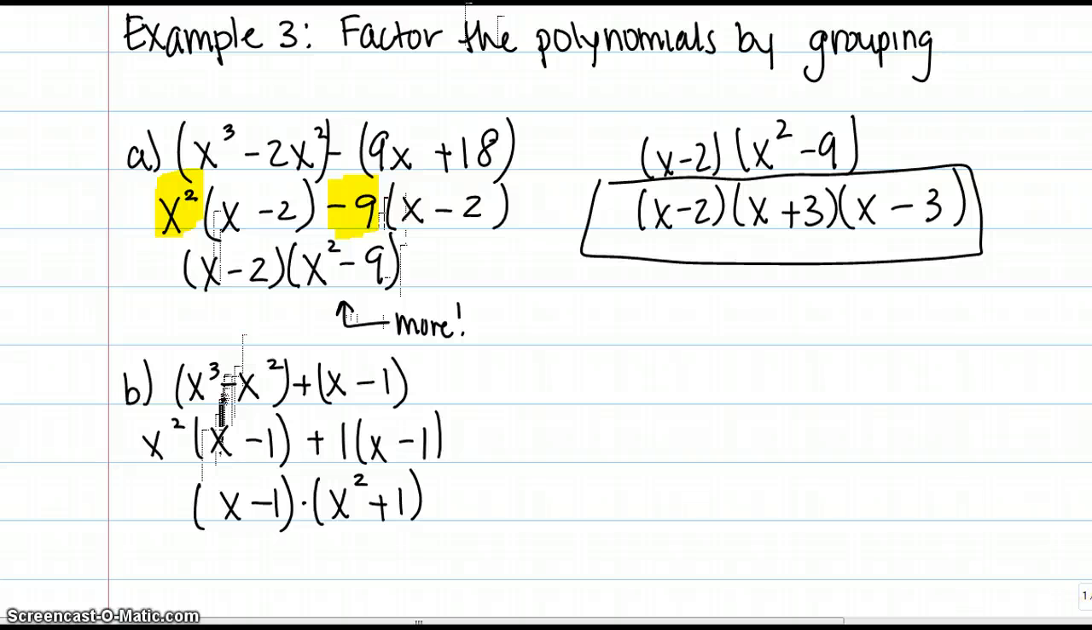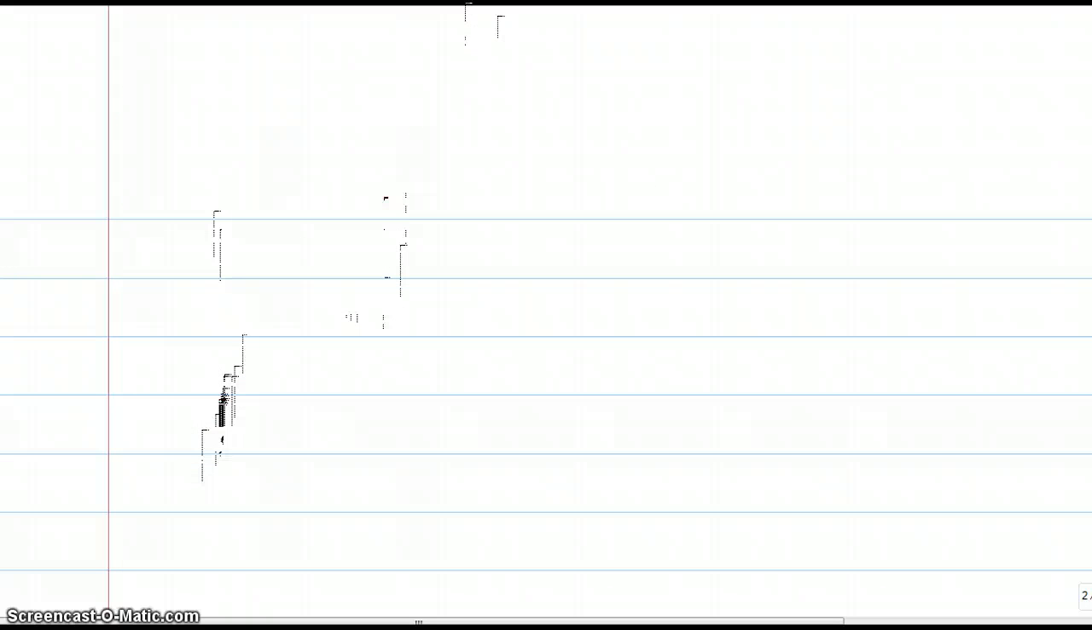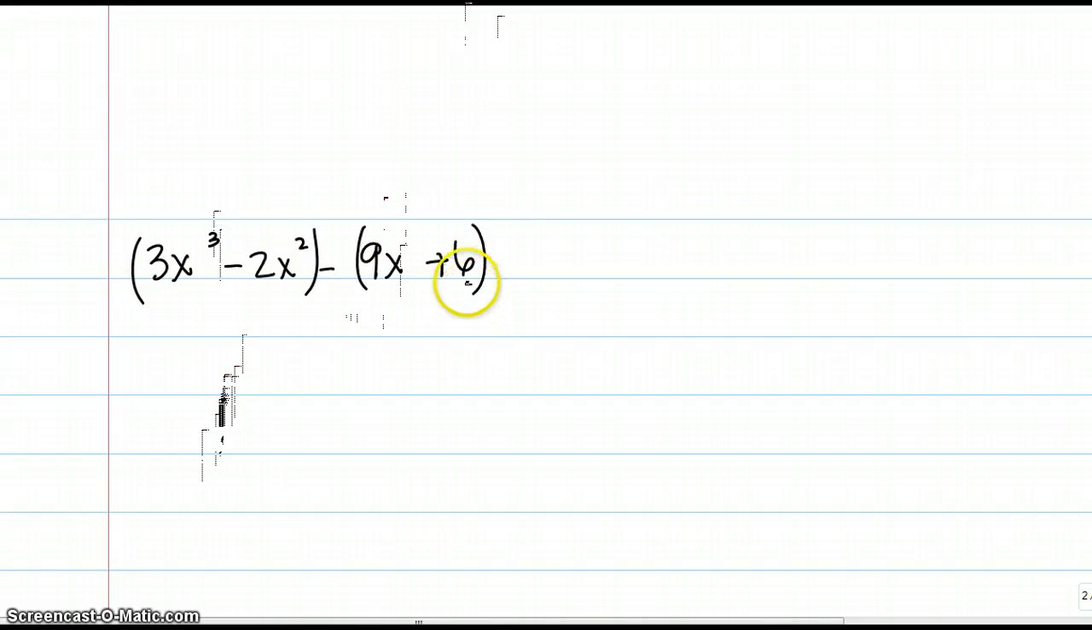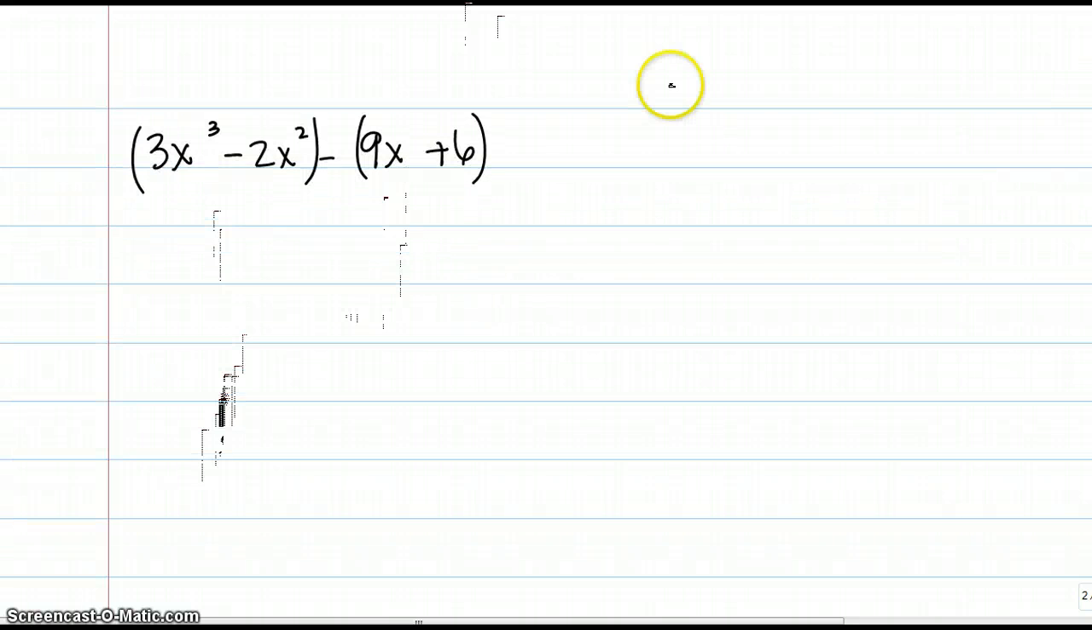All right, I'm just going to do one more example, and then I think you guys will be ready for class. So if I have 3x to the third minus 2x squared minus 9x plus 6. Again, I'm going to group my terms, and I'm going to pull out a GCF. So if I have 3x to the third minus 2x squared, my GCF is just x squared, and I'm left with 3x minus 2.